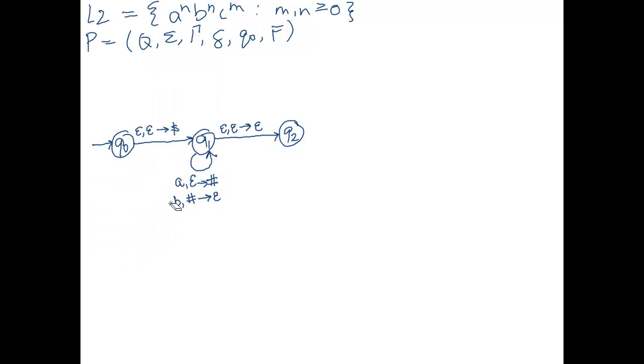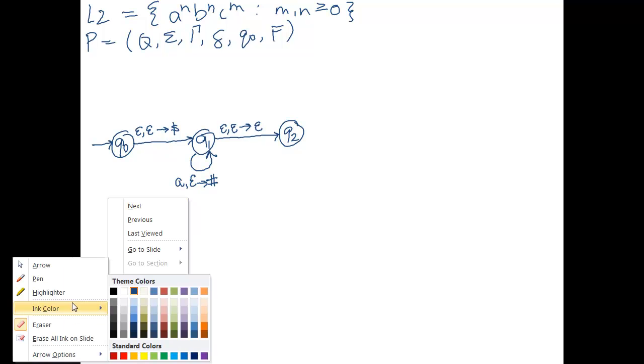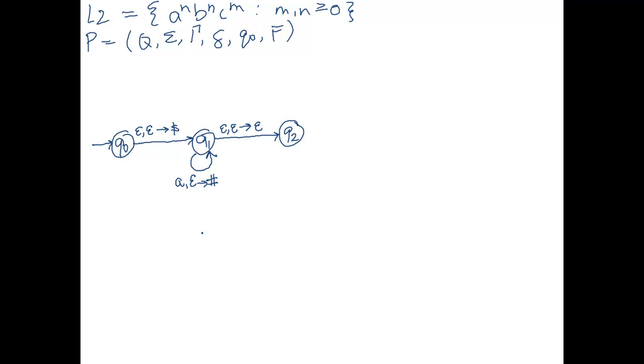So instead, this is why we're separating. Reading A's is all going to happen in Q1, and reading B's is going to happen in Q2. So instead, that's the kind of transition I want for Q2. If I read a B in the input, and I have a pound sign on the top of my stack, then I'm just going to pop it. Okay? So this allows me to read A's and push pound signs, and then read B's and pop pound signs.